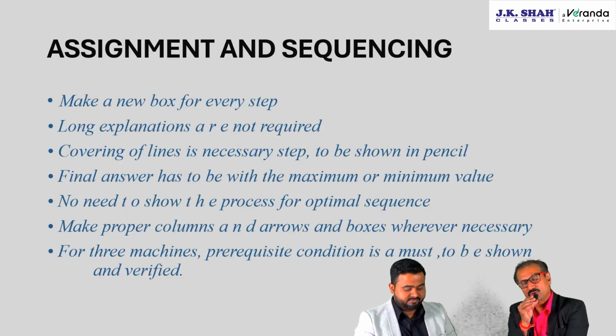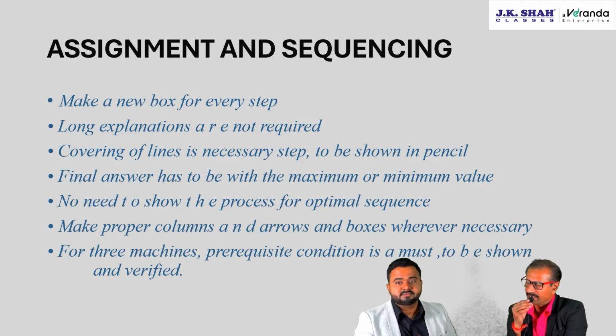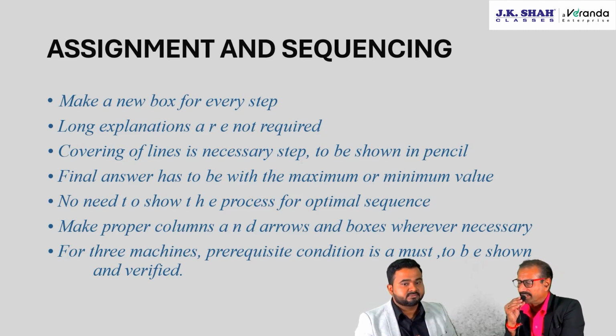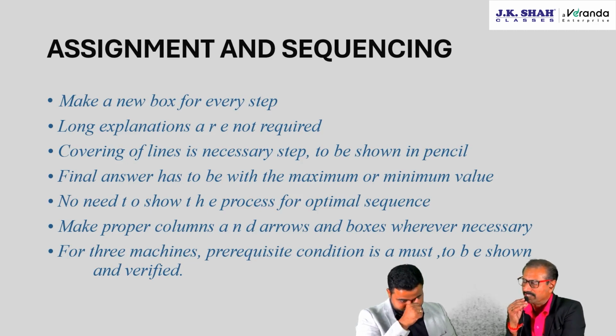Now the chapter you like the most, assignments and sequencing. Make a new box for every step. Long explanations are not required. Covering of lines is a necessary step to be shown using pencil. When you draw the lines and the number of lines is equal to the order of the matrix, then the optimum solution is reached. So you have to show the lines using pencil. The final answer has to be with the maximum or minimum value.